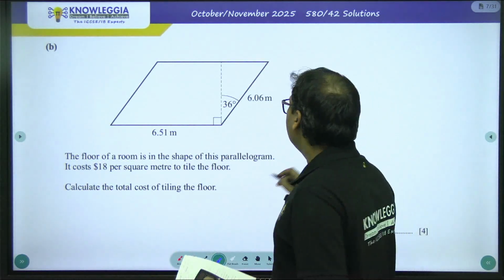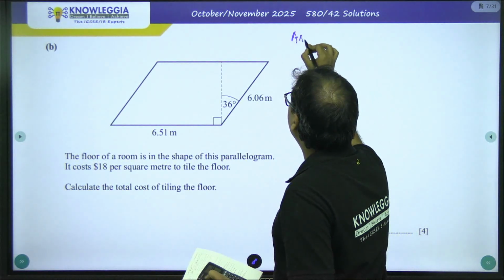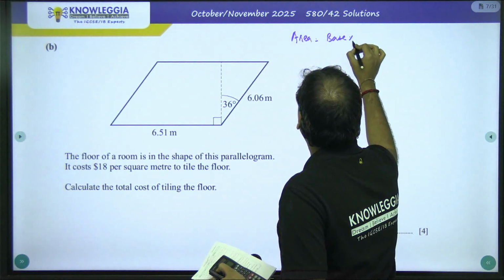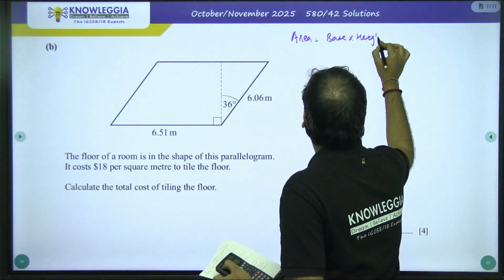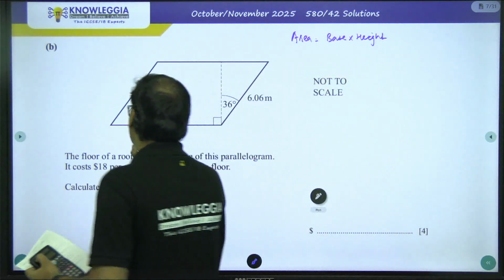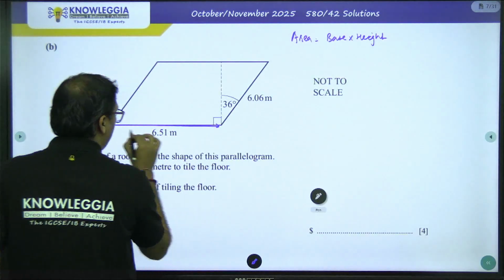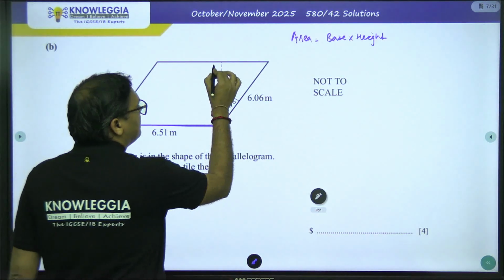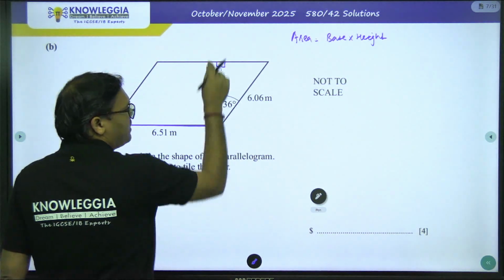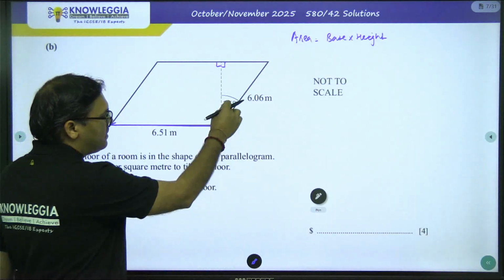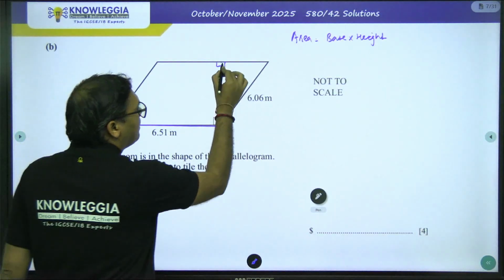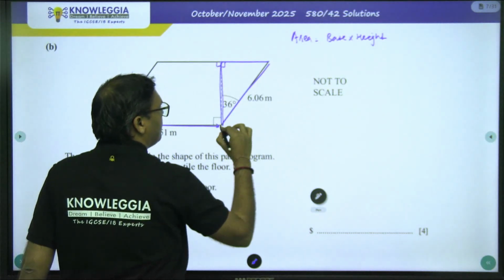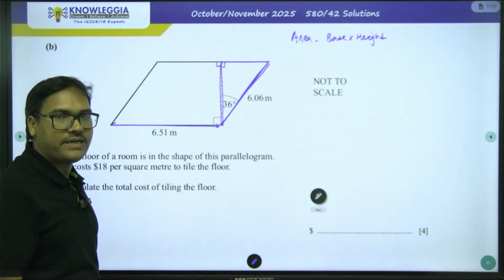You can see the area of a parallelogram is equal to base into the height, right? So what is the base? This is the base, 6.51, and height is this, but we don't know the height. You can clearly see that this angle is 90 degrees, and we have this angle. So in this triangle, you can apply trigonometry and get this side. This is the right angle triangle.